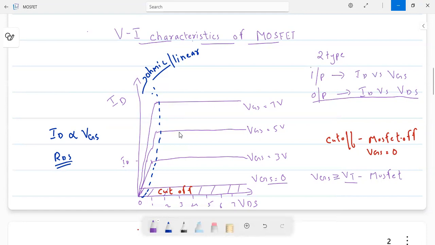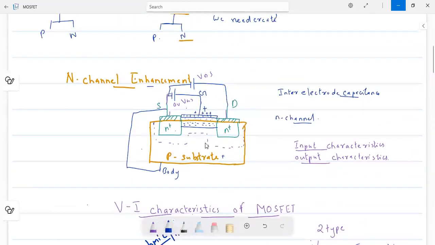So what about this region? What is happening here? We said that after some point, the current is constant. And this region is called the saturation region. The current will not increase further. Why is it happening? This circuit you have seen, this is an N-channel enhancement type MOSFET. A P substrate is there, with N plus source and N plus drain.